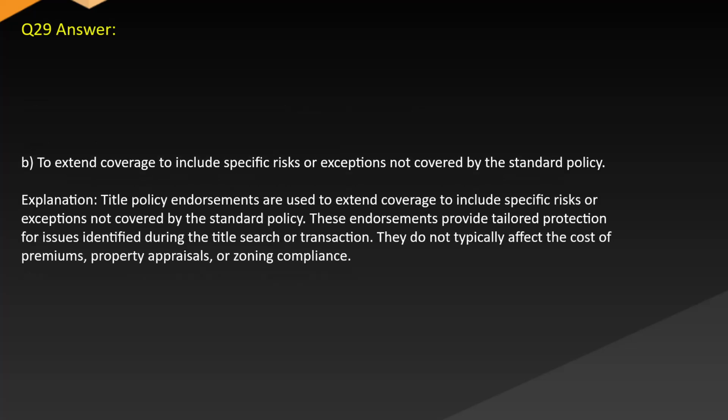Answer B. To extend coverage to include specific risks or exceptions not covered by the standard policy. Explanation. Title policy endorsements are used to extend coverage to include specific risks or exceptions not covered by the standard policy. These endorsements provide tailored protection for issues identified during the title search or transaction. They do not typically affect the cost of premiums, property appraisals, or zoning compliance.